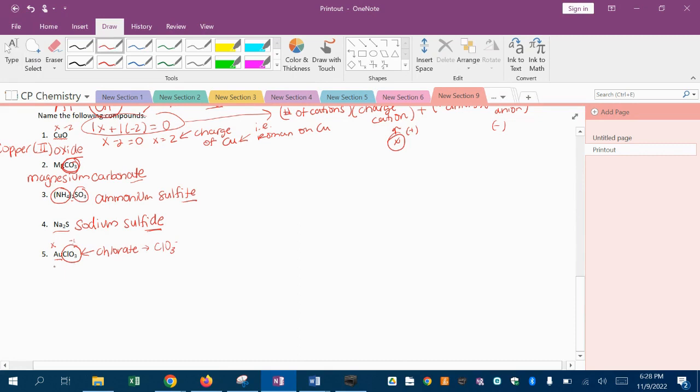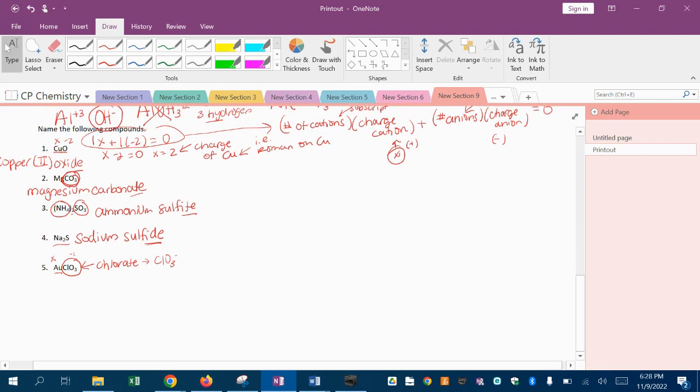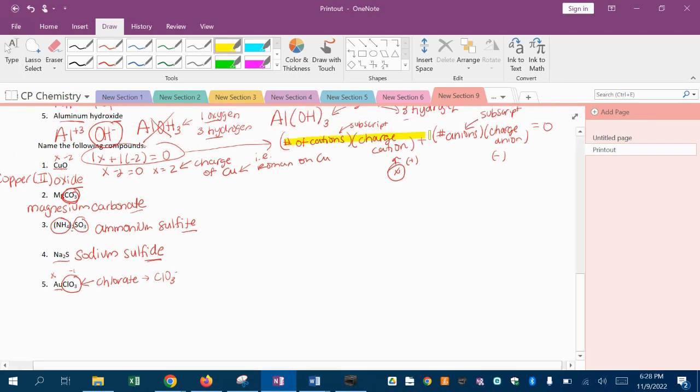Now here's the tricky part. Remember, we said our formula right here is, I'm going to highlight it for you. Here's the formula. So we're going to plug everything in with this formula. So it says you're going to take the number of cations. That's Au. How many Aus do you have? Well, there's no subscript, so that's assumed it's 1. So we have 1 Au times its charge. Its charge is X, plus the number of anions. Well, how many chlorates do you have?